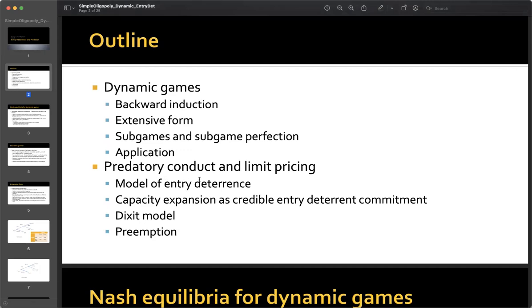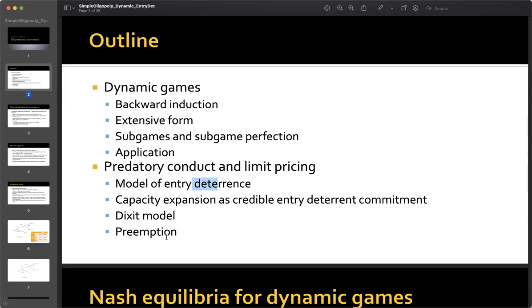Okay. So we will close with some really basic stuff on predatory conduct and limit pricing, and a model of entry deterrence, which is exactly what we said earlier. If there is a way for me to set my output or to set my price such that ayaw mo nang pumasok, right? And we won't even go into capacity expansion, the Dixit model, and then preemption. We'll do a really, really basic one.